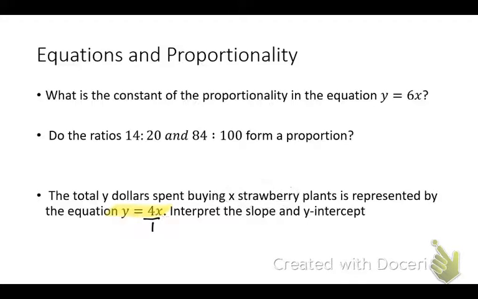Now you must put that into a sentence. Okay, so it's going to cost $4. How did I know that? Because this is my y value and y stands for dollars. It will cost $4 per plant. Okay, now I'm kind of abbreviating that, but as long as you can tell that, you will be able to choose the correct answer.